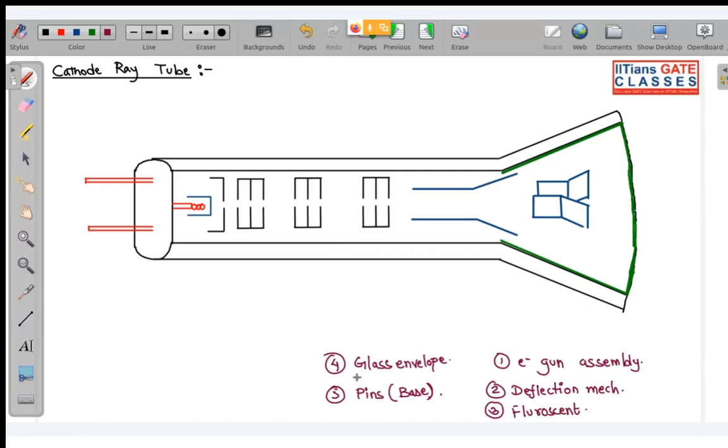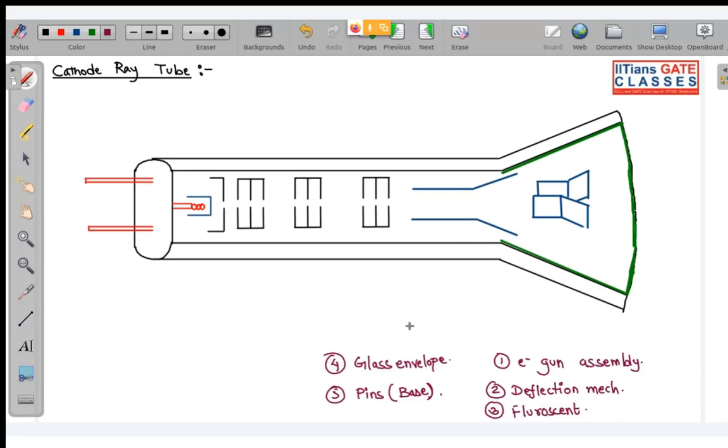Now, first the glass envelope. The glass envelope is basically the casing in which this whole apparatus is set up. Now what are these pins? The pins are where we supply a high voltage to generate a stream of electrons.